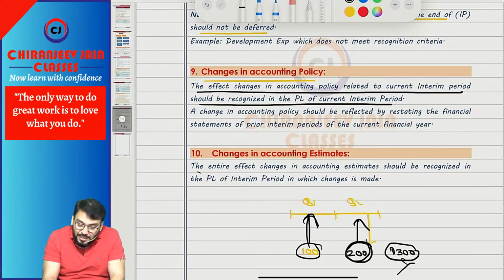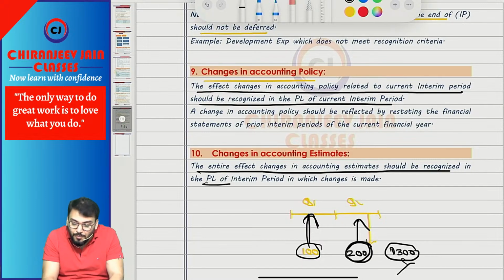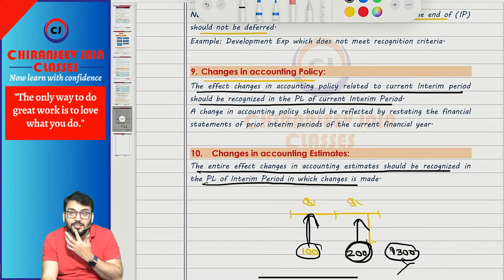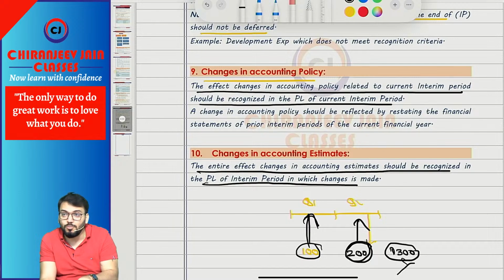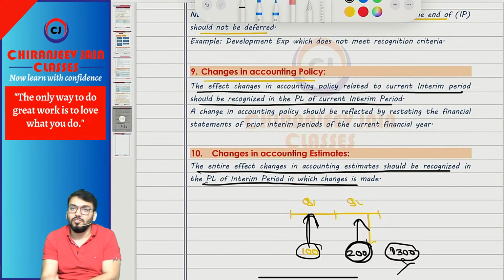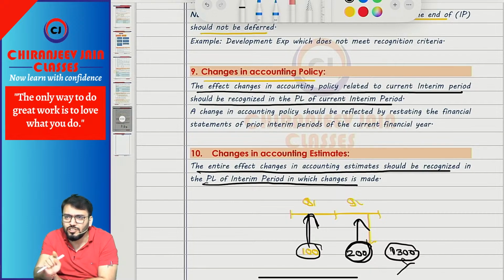Understood this point? The entire effect of a change in accounting estimate should be recognized in the P&L of the interim period in which the change has been made. This is a very important point. Got it? These two points understood? Tell me: changes in inventory valuation, is it a change in accounting policy or a change in accounting estimate? Inventory valuation, meaning FIFO to weighted average. Changes in depreciation method.